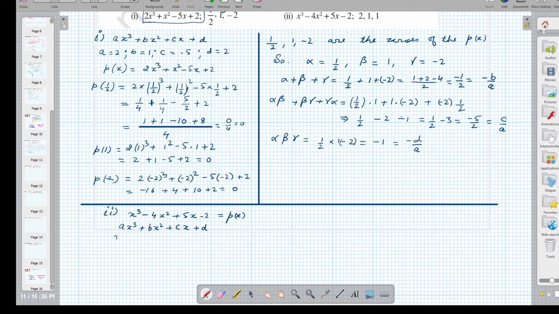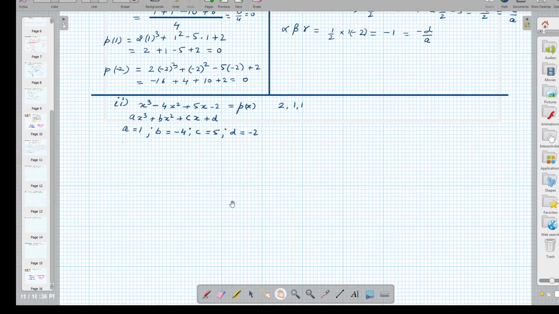So we have the value of a, which is 1, value of b, which is minus 4, value of c, which is 5, and value of d, which is minus 2, after comparing the given equation with the standard equation. First we have to prove that 2, 1 and 1 are the zeros of the given polynomial, so we have to calculate the values. Here we check whether p(2) is zero or not, and p(1) is 0 or not. Because 1 is a repeated zero, we have to prove it 2 times. If 1 is proved, then the other is also proved.